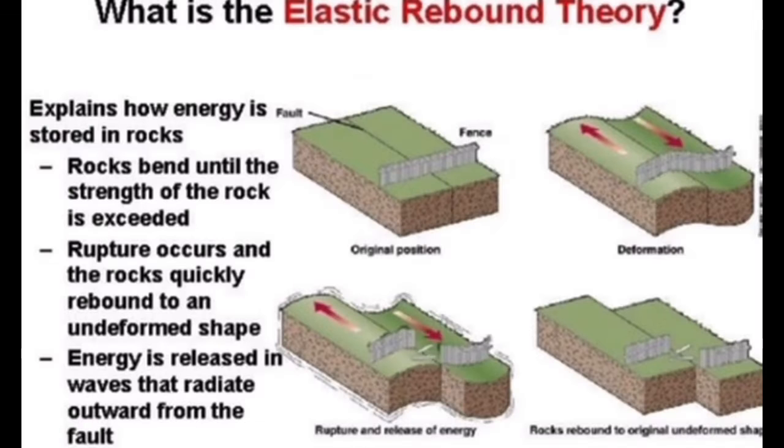Well, what is the elastic rebound theory? It explains how energy is stored in rocks. Rocks bend until the strength of the rock is exceeded. Rupture then occurs, and the rocks quickly rebound to an undeformed shape. Energy is then released in waves that radiate outward from the fault.